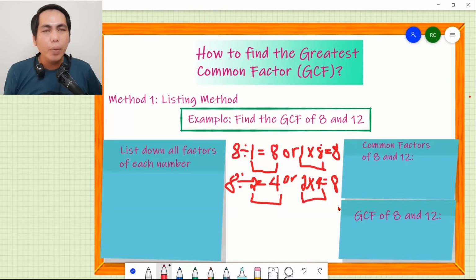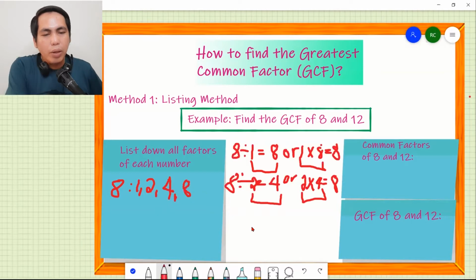So 2 and 4 are also factors of 8. So we have here now the factors of 8 because we cannot find any more other numbers that we can divide from 8 except these numbers given here. So meaning to say, the factors of 8 are 1, 2, 4, and 8. So let's go to 12.